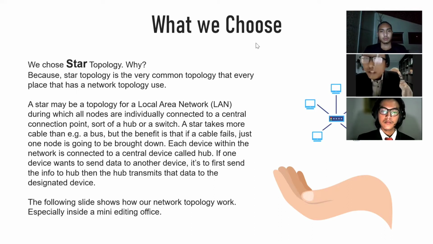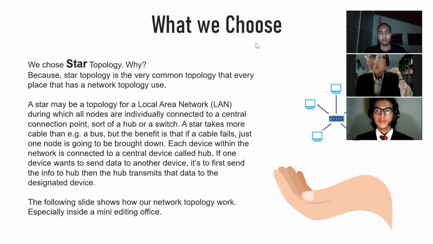Each device within the network is connected to a central device called a hub. If one device wants to send data to another device, it first sends it to the hub, then the hub transmits that data to the destination device. The following slide shows how our network topology works, especially inside a mini editing office.